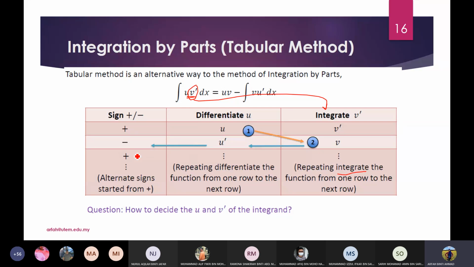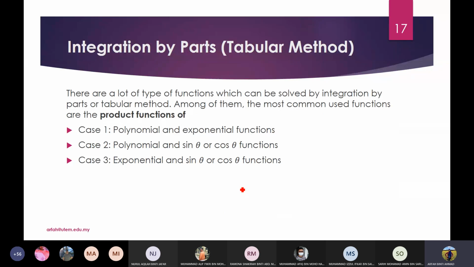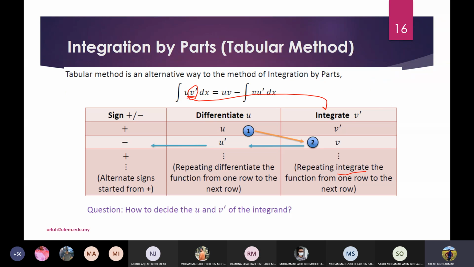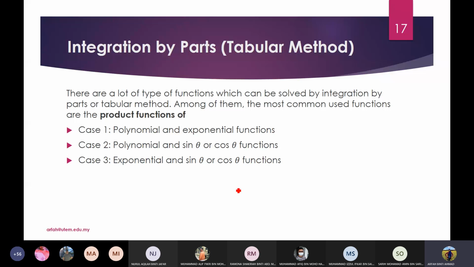Okay. So persoalannya sampai bila kan? How to decide the u, sampai bila awak nak buat the integration and also differentiation for u and v, and how to decide the u and v prime of the integrand. Okay. So ini adalah some criteria in choosing your u and v. There are a lot of types of function that can be solved by integration by parts or tabular methods. And among them, the most commonly used function are the product function of polynomial and exponential function.